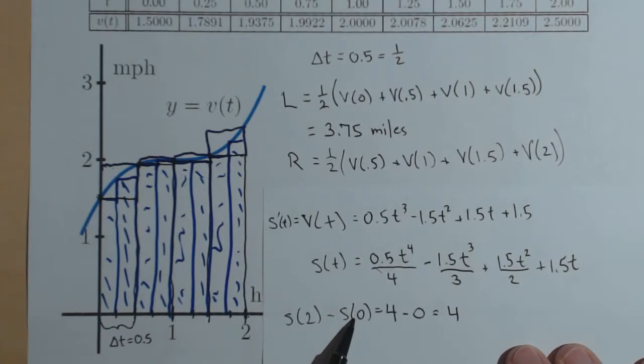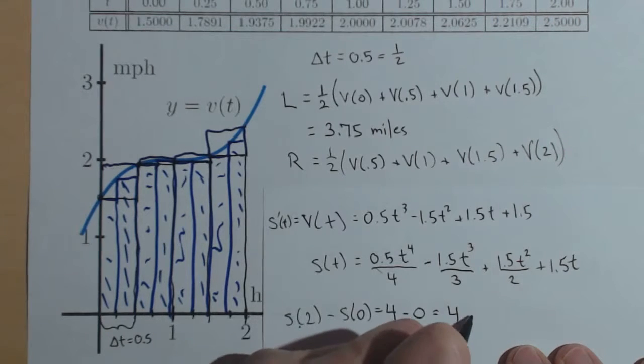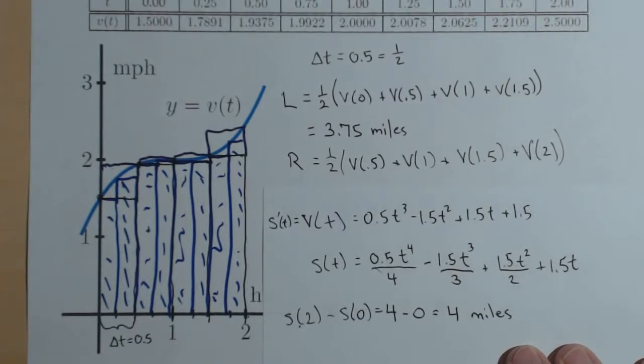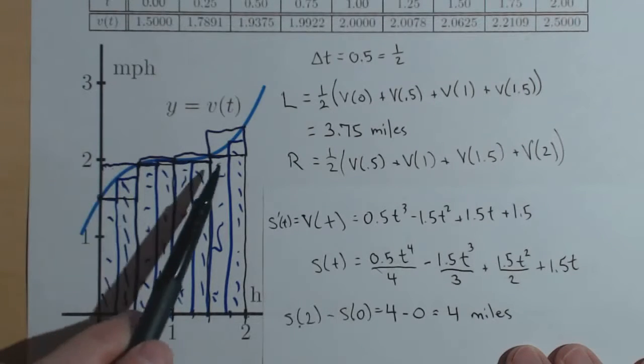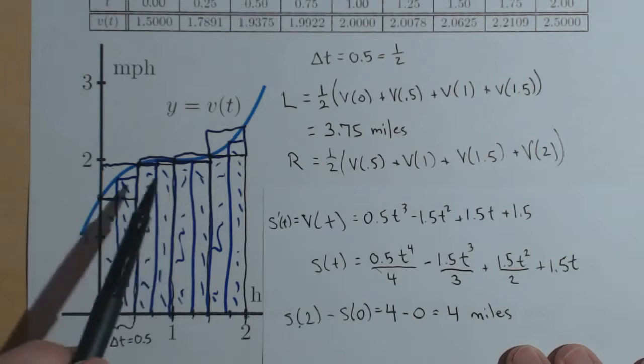Now let's think about the relevance here. This is going to give us our position at 0 hours. This will give us our position at 2 hours. So the difference between them will give us our change in position, or in this case, our distance traveled. So our person has traveled 4 miles because our velocity function is always positive and increasing.